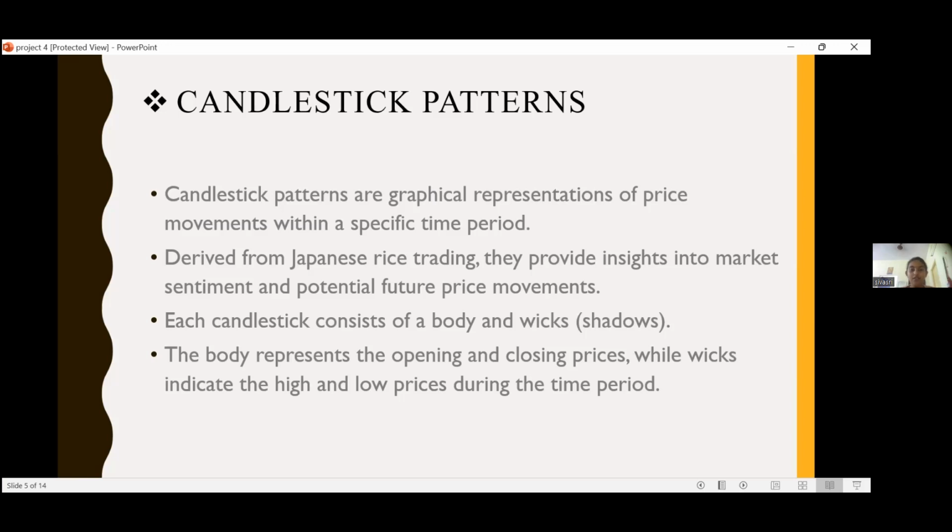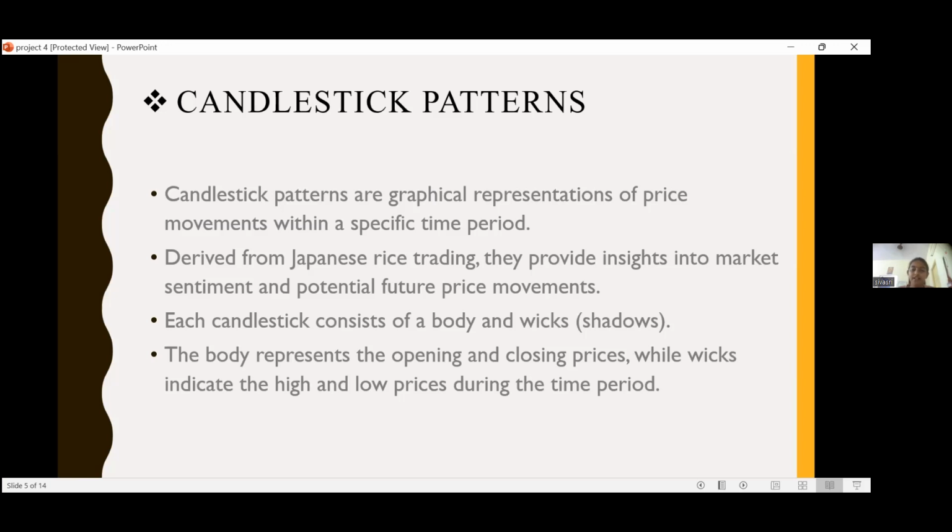Long wicks can signify intense buying or selling pressure at certain price levels. Patterns provide a visual representation of market sentiment and human behavior. Manual recognition requires practice and understanding. Automated pattern recognition tools and algorithms are available for efficient analysis.